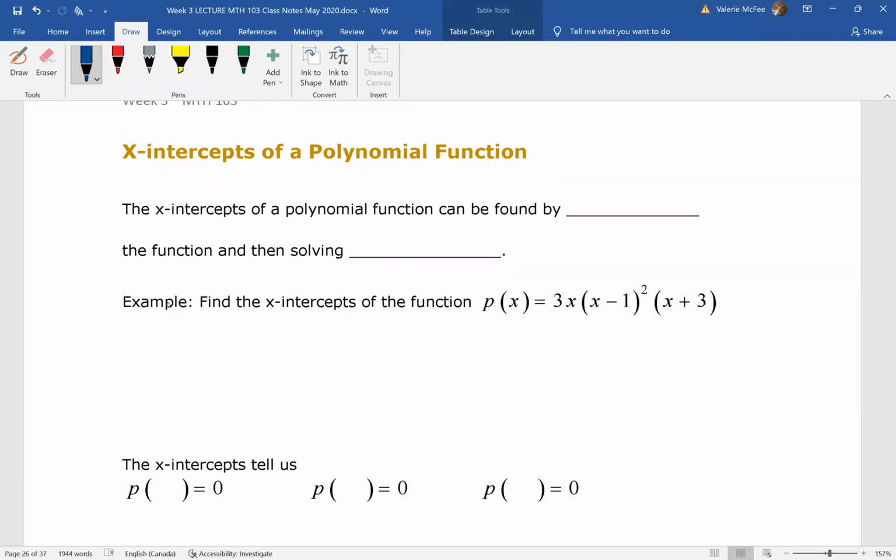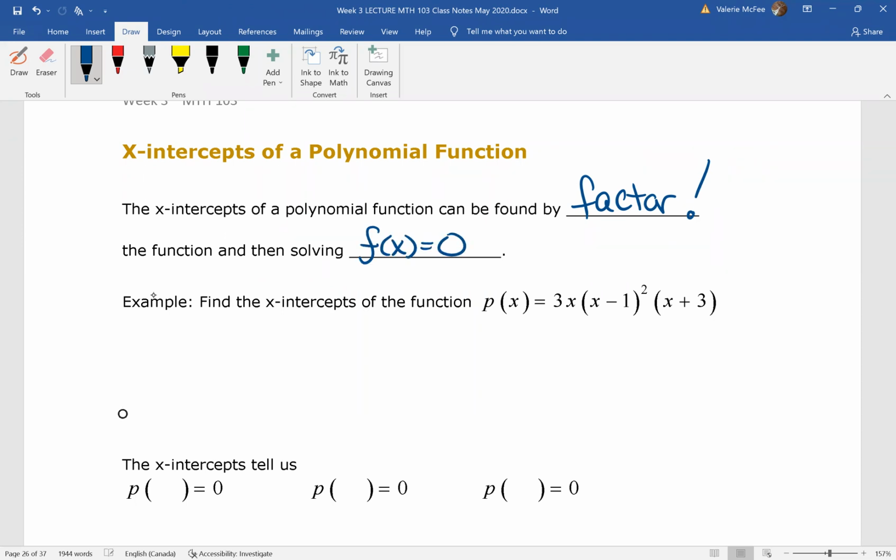So in the last two video lessons, we were looking at the end behaviors of a polynomial function graph. We need to figure out what happens in between those ends, and the x-intercepts will help us do that. Remember, whenever we find the x-intercepts of a polynomial function, the first thing we want to do is factor, and that's an important step. Factor the function and then solve for f of x or y equals 0.